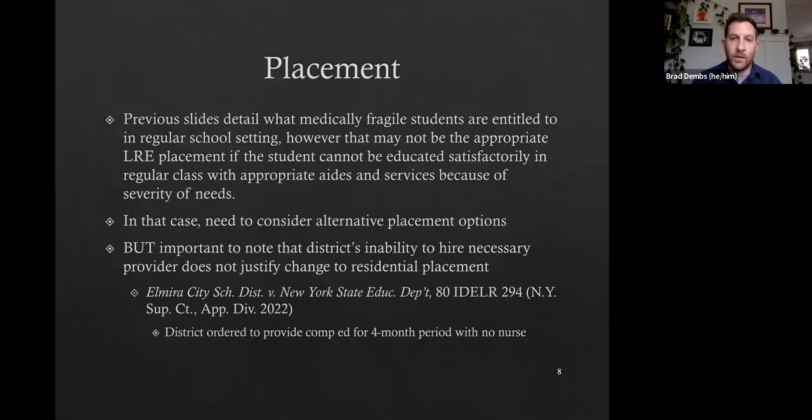Just a note at the bottom here that the district can't just say that they don't have necessary staff and therefore their placement's not appropriate, right? It's their obligation to hire necessary staff if the placement would otherwise be appropriate with those staff in place. And you can see here a case where that principle played out and the court found that the district had to provide some compensatory education for a period when they had no nurse on staff and the student was not able to attend school as a result of that.